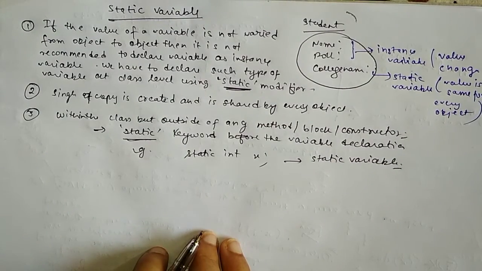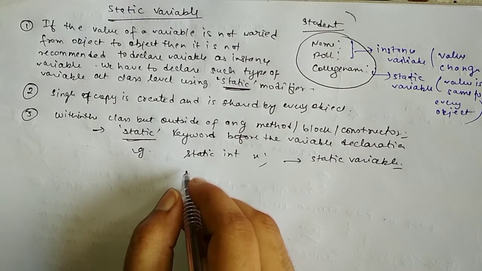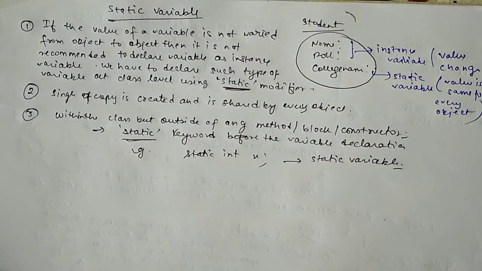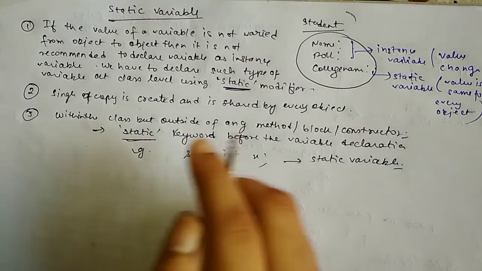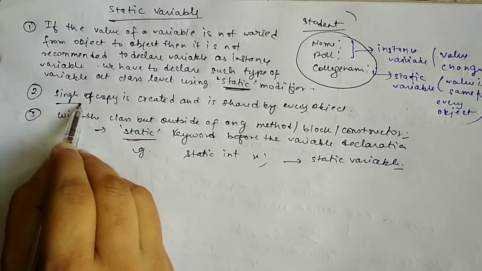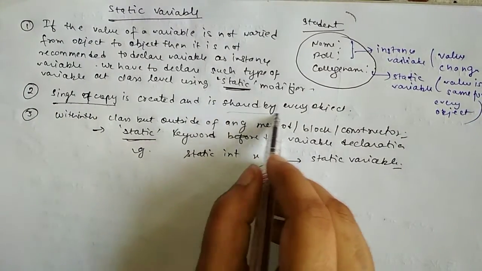Now we should know when the static variable is created. In case of instance variables, we know that when the object is created, at that time the instance variable is created, and when the object is destroyed, the instance variable is destroyed. But for static variable, a single copy is created and it is shared by every object.